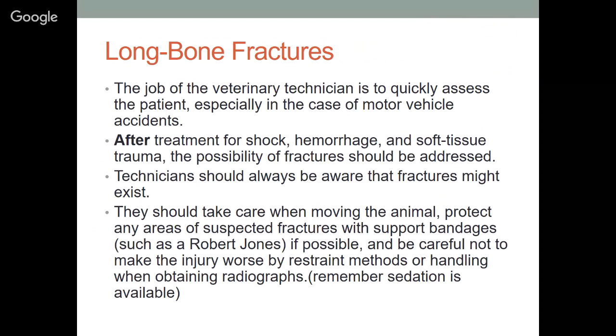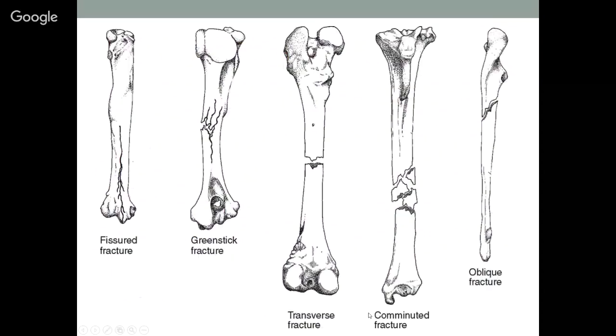Let me say that again. You treat them after treatment for shock, hemorrhage, and soft tissue trauma. Technicians should always be aware that fractures might exist, and they should take care when they're moving the animal to protect any areas of suspected fractures. We can use support bandages, such as the Robert Jones bandage or the modified Robert Jones bandage, if possible. We want to be careful not to make the injury worse by restraint methods or handling when we're obtaining radiographs. If you can sedate the animal without causing more problems, then that's a good thing to use.